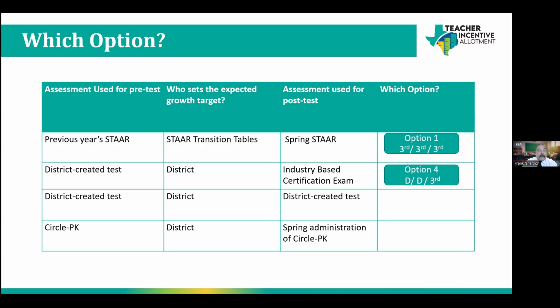With our next one, we have the district doing all of it. And when the district is creating both the pre and post test and setting those growth targets, that is going to be option three. And then when looking at this next one, we have Circle with Circle Pre-K, and the district is setting those growth targets, and then they're going to use the spring administration of Circle Pre-K to measure growth. When we see that third-party assessment with the district created growth targets, that would be an option two.